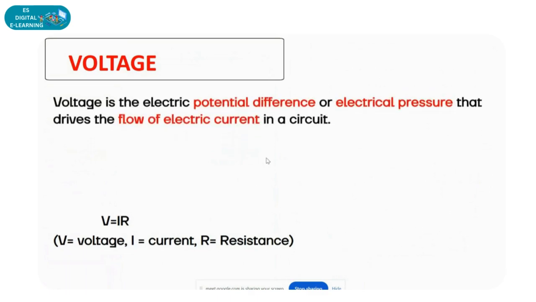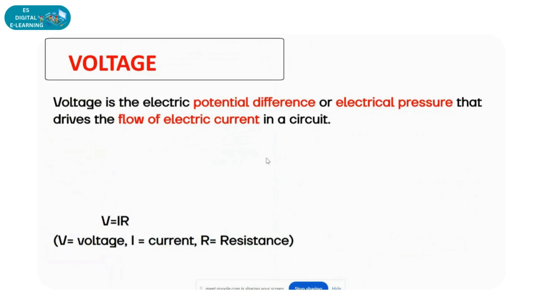Now coming to the definition of what a voltage is. Voltage is the electric potential difference, or electrical pressure, that drives the flow of electric current in a circuit. This is the main definition you should be aware of. If someone asks you what a voltage is, it is the electrical pressure that drives the flow of electric current in a circuit. You write down the definition.